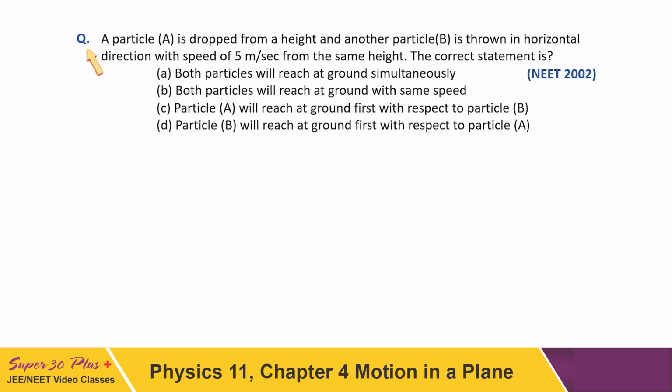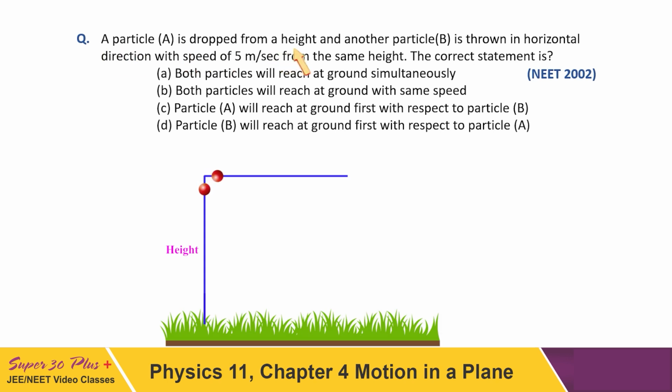The next question is, a particle is dropped from a height and another particle is thrown in the horizontal direction with speed 5 meter per second from the same height. The correct statement is, one is dropped and the other is thrown in the horizontal direction. For both, height is the same, h being the same. Let this be the ground here. This is 5 meter per second. Now in the first option it is given that both particles will reach the ground simultaneously.